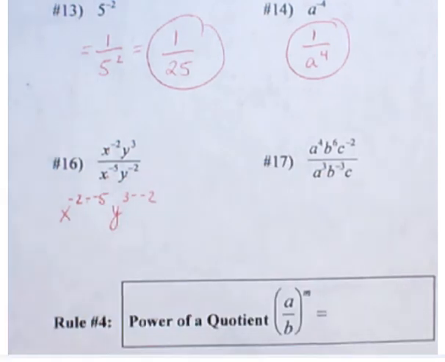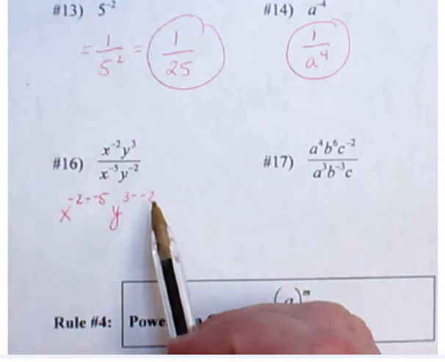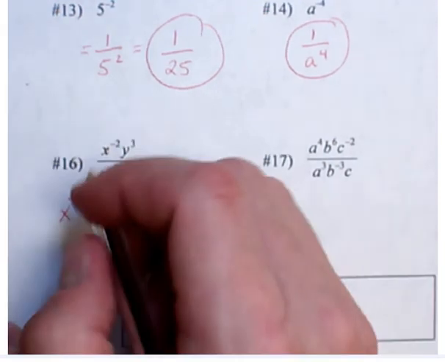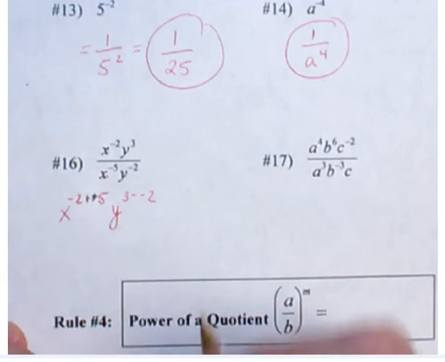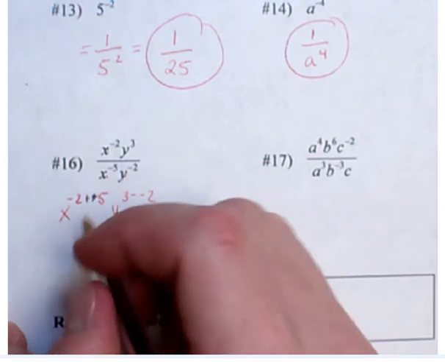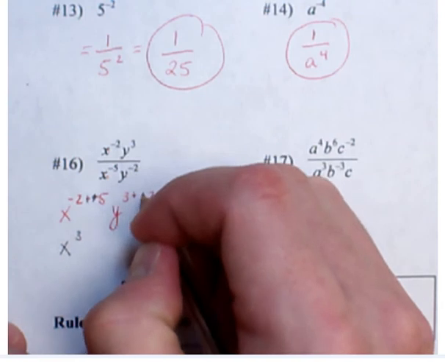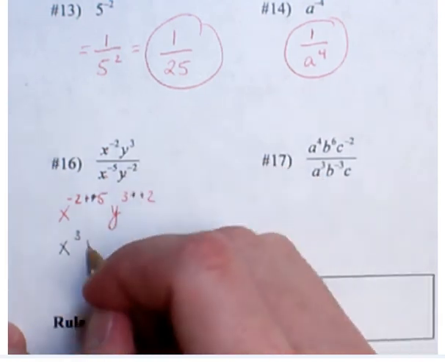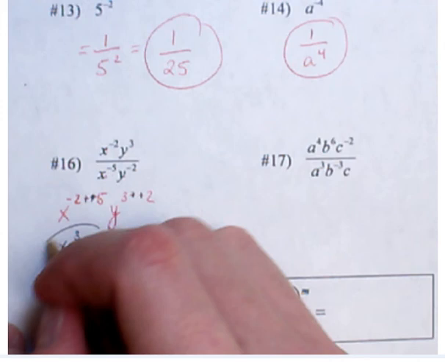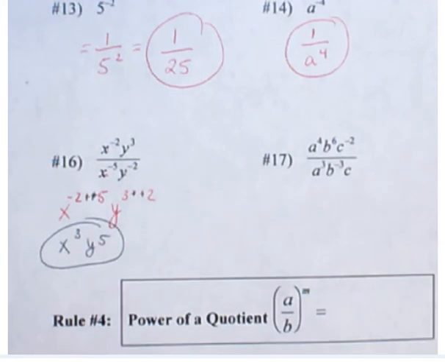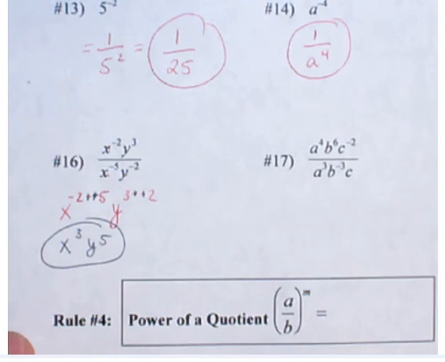I subtract, I do the top minus the bottom. So minus a minus, I'm going to change those both to pluses, plus plus. So negative 2 plus 5, we get x to the third. 3 minus negative 2, that's plus plus. 3 plus 2 is 5. So we get x to the third, y to the fifth. It's good. All right, number 17.